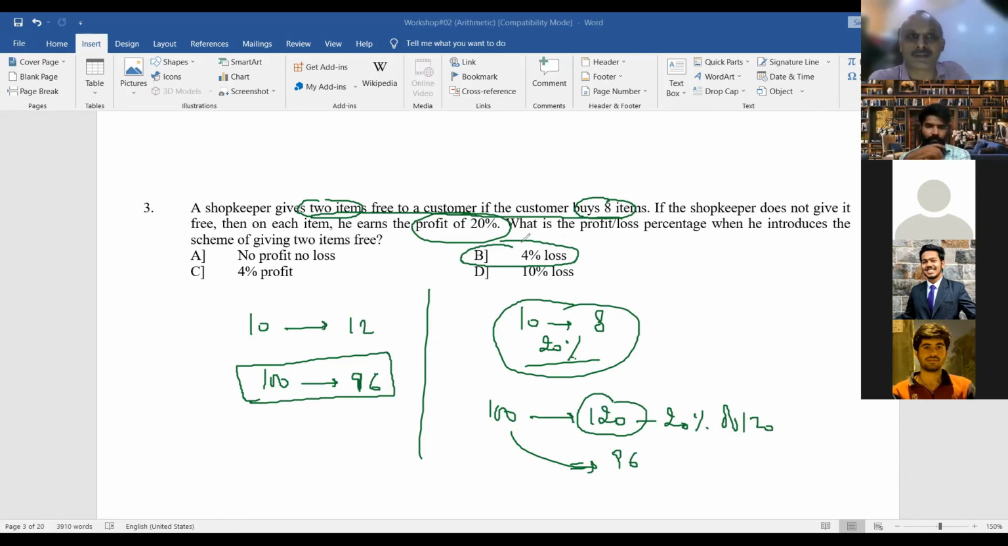Because if the shopkeeper does not give it free, then the profit is 20%. Means if he doesn't give any discount, then he is selling for 120 rupees, in which case 120 is the marked price. On which if he gives a discount of 20%, it brings him back to 96 rupees. And that's a 4% loss. All right. So you should be able to interpret the first line of the question correctly, that 2 items free and customer buys 8 items means it's a discount of 20%.